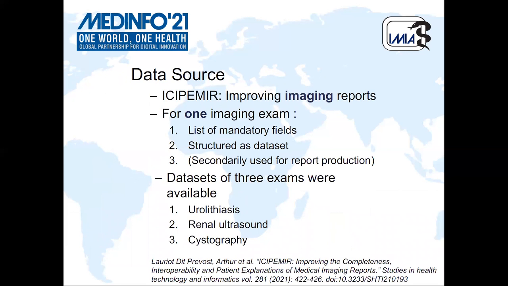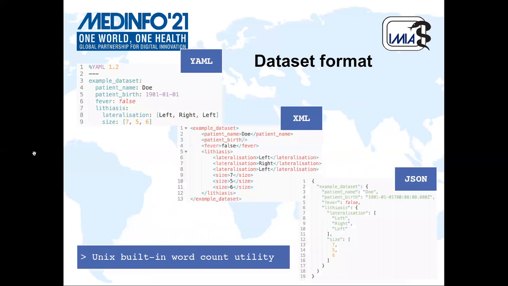Data were extracted from previous work as part of the EC-Premier project. For several imaging exams, we had described the list of mandatory fields to be included in the report, and these fields were structured as datasets. We used data from three different exams. We tested different serialization formats and compared the file length using the Unix built-in word count utility.